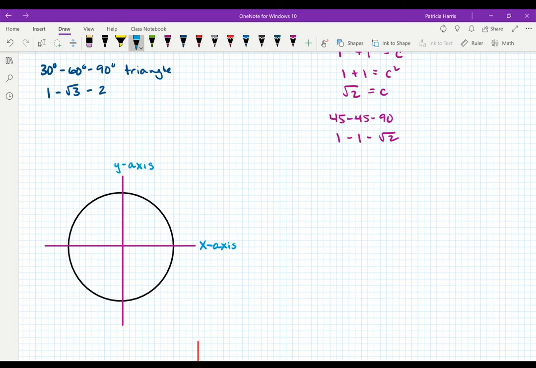Now when I graph a point that's on the circle itself, let's just pick a point over here. It's going to have the coordinates x, y. Now since this is in the third quadrant, your x would be negative and your y would be negative, but your points are still x, y. All right, now let's talk about measuring angles.